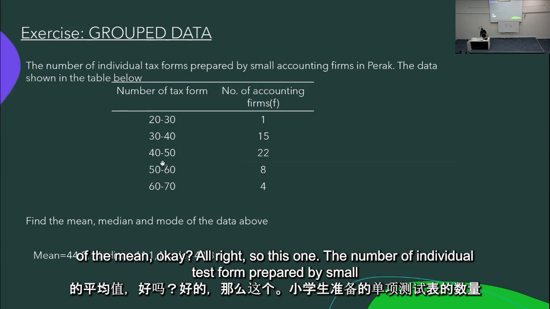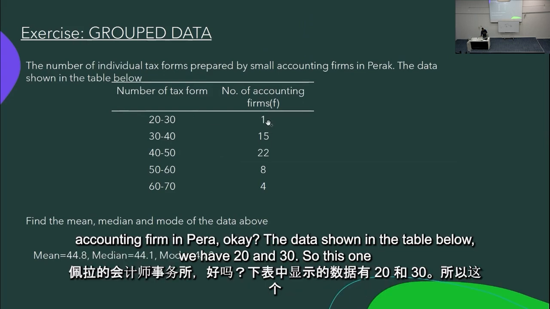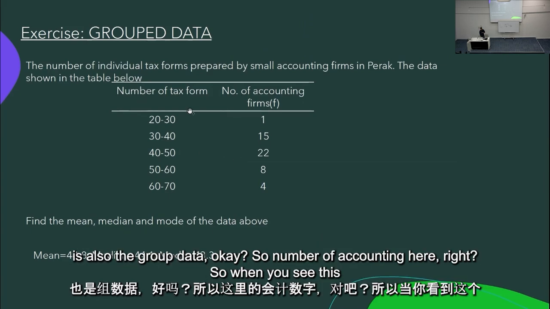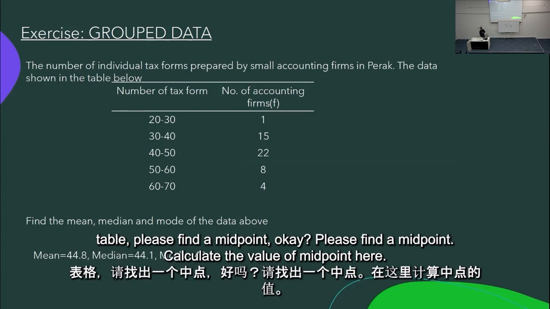Alright, so this one. The number of individual tax forms prepared by a small accounting firm in Perak. The data is shown in the table below. We have 20 until 30. So this one is also grouped data. So the number of accountants here. When you see this table, please find the midpoint. Calculate the value of the midpoint here.